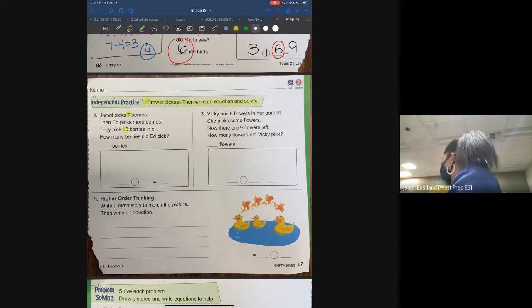For number 3. What do we know, Dylan? We have 8 flowers. What else do we know? We have 4 flowers left. You need to pay attention to that left word that's telling you need to do something. And number 4, you're going to write a math story to match the picture and then write an equation. Do you understand? Okay. So that's what you're going to do for this lesson.